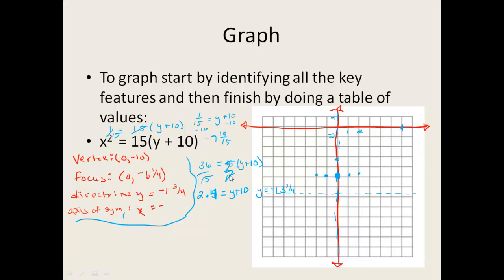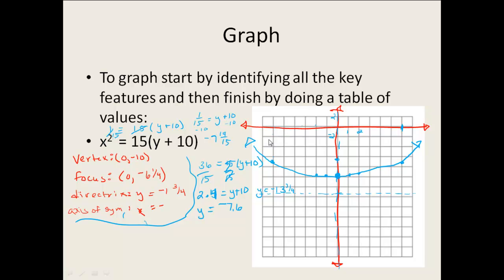I'm going to go ahead and go with a decimal, 2.4 is equal to y plus 10. Then subtract off that 10, and we get y is equal to negative 7.6. So when we go over here to 6, our y value would be negative 7.6. So that'd be down here somewhere. I can do the symmetrical one this way. And that gives me a little better idea of where my parabola goes. So then I can go ahead and sketch in my parabola for my graph.